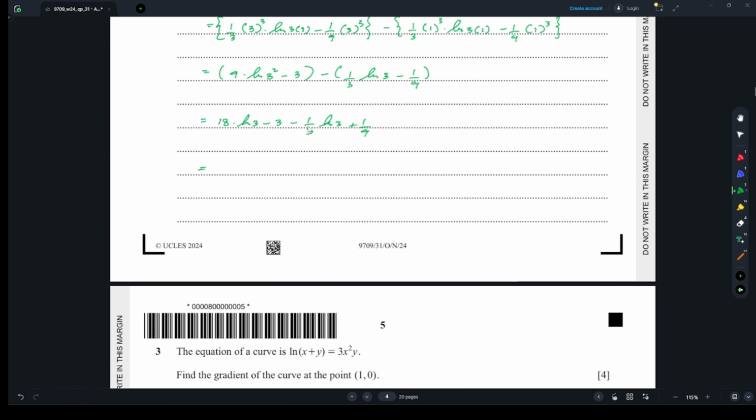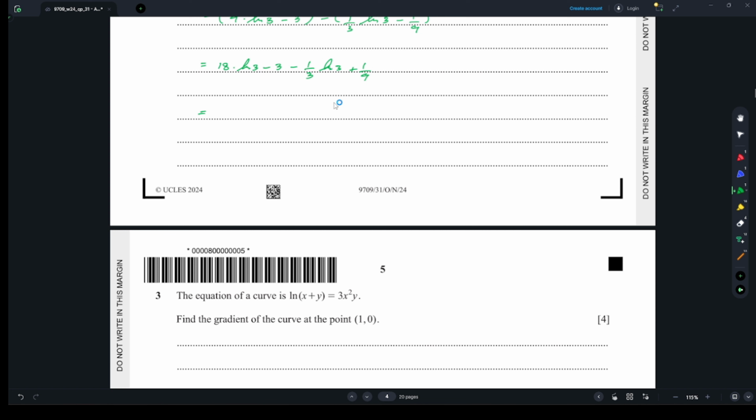So you can simplify the ln parts and the other part. It will be 53 over 3 ln 3, and minus 3 plus 1 over 9. So minus 27 plus 1 is minus 26, so 26 over 9.